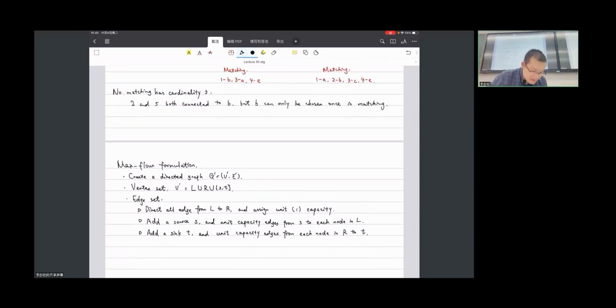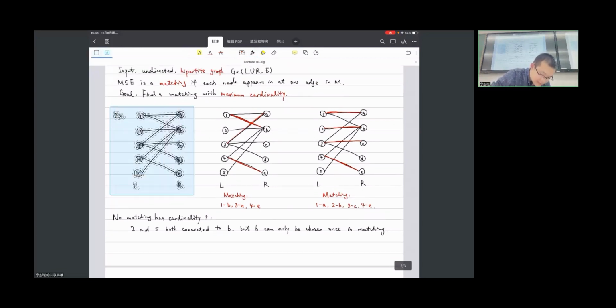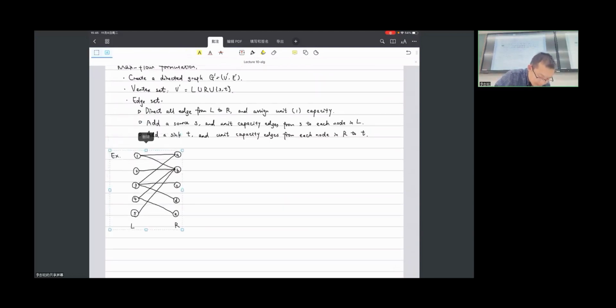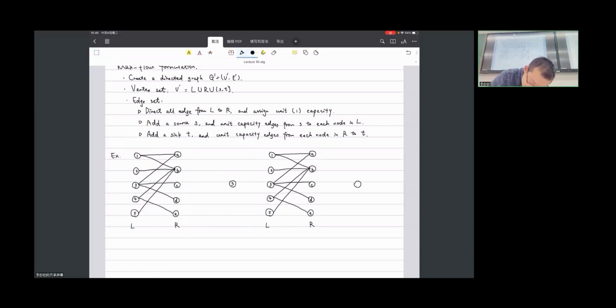Okay, so let's see what is happening here. Let's continue to use this as an example. This is an original bipartite matching problem. For the max flow formulation, we are going to have this graph. At the beginning we just copy this, but we have an S on the left-hand side and a T on the right-hand side. We add all these directed edges from S to all the vertices in L. And for the T part, we have edges from each node in R to T, something like this.